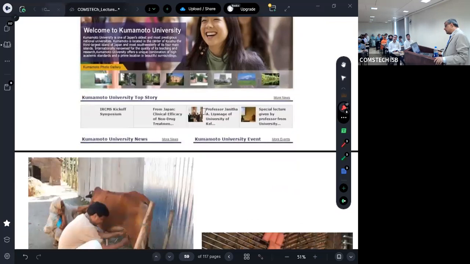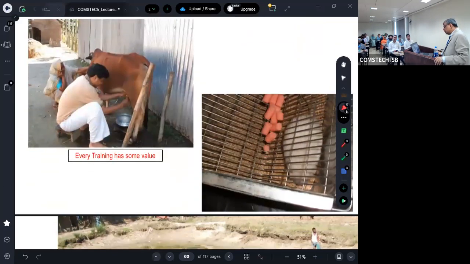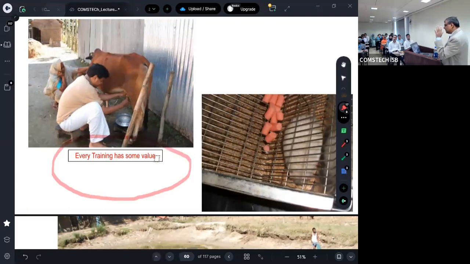Here I learned that every training has some value. My hometown in Bangladesh is a village, so I have a lot of experience and can do many things. Having grown up in a village, I know how to tackle the cows. This is me when I was young. Still I am young, right?